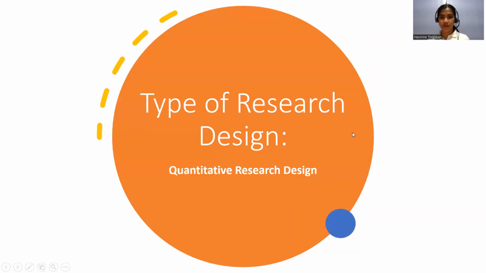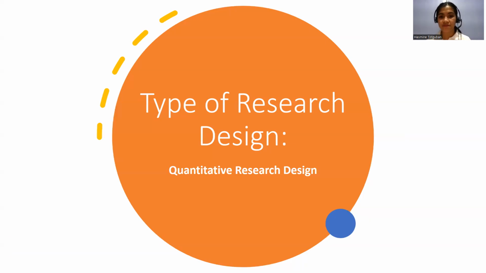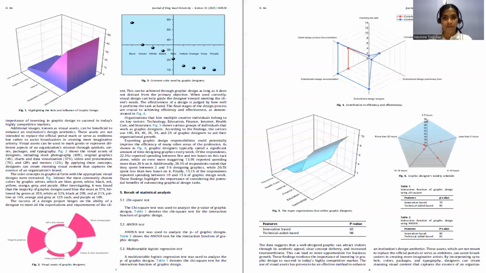Next, type of research design. So it's a quantitative research design because it has many computations. It consists of numeric data and graphs.